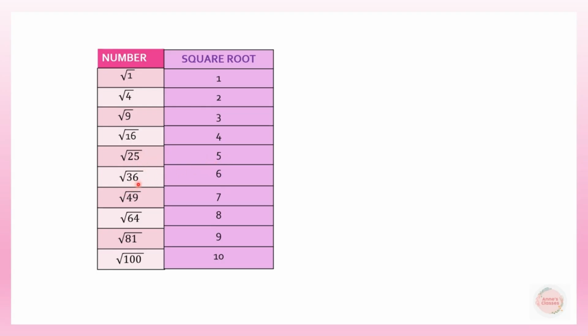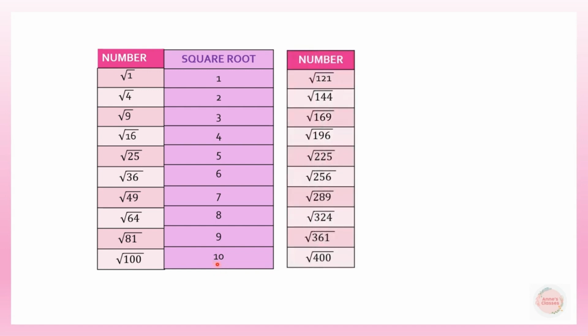The square root of 36 is 6 because 6 into 6 is 36. The square root of 49 is 7 because 7 into 7 is 49. The square root of 64 is 8. 8 into 8 is 64. The square root of 81 is 9. 9 nines are 81. And the square root of 100 is 10. 10 tens are 100.